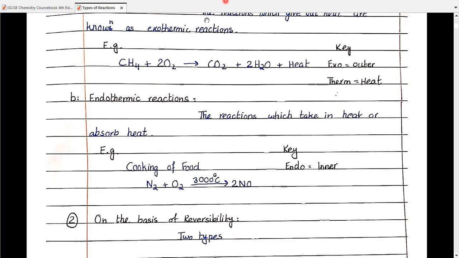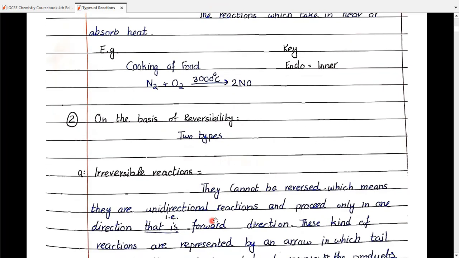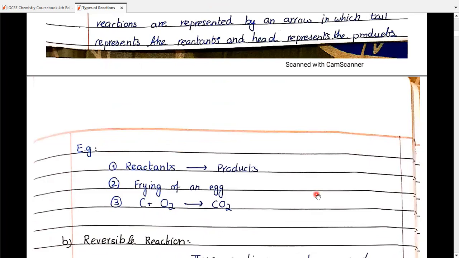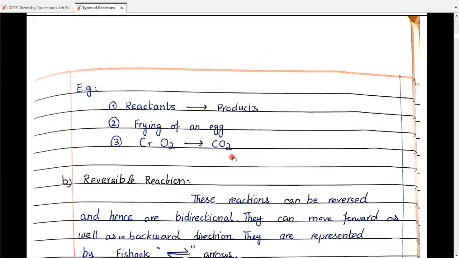Yes, sir. Next. Now, the next basis is reversibility. There are two types. First of all, irreversible reactions. Irreversible reactions are the reactions which cannot be reversed, which means they are unidirectional reactions. They only proceed in one direction, that is the forward direction. These kinds of reactions are represented by an arrow in which the tail represents the reactants and the head represents the products, all right?